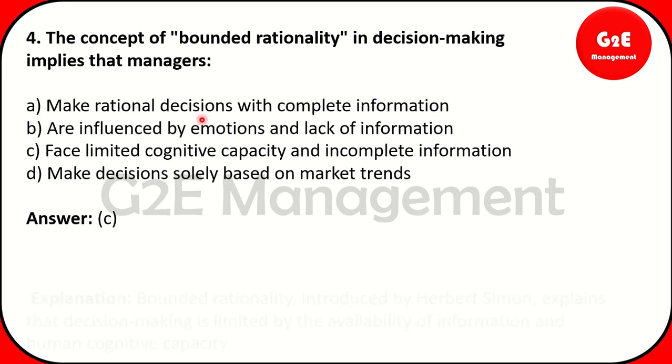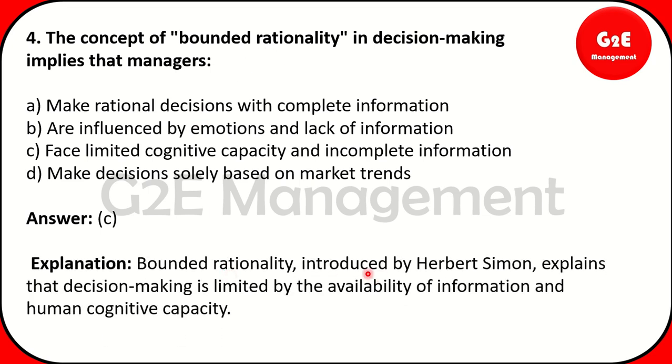Bounded rationality was introduced by Herbert Simon. This is also one more question that will be coming: who introduced bounded rationality? It explains that decision making is limited by the availability of information and human cognitive capacity. So face limited cognitive capacity and incomplete information. That means only available information, it may be full information or not. So who gave bounded rationality? Herbert Simon.